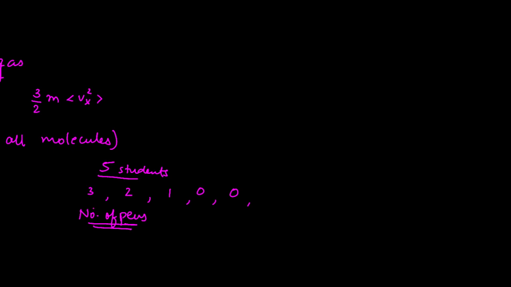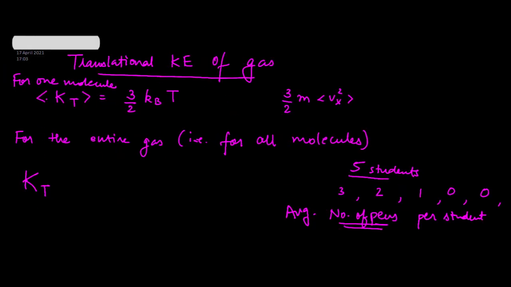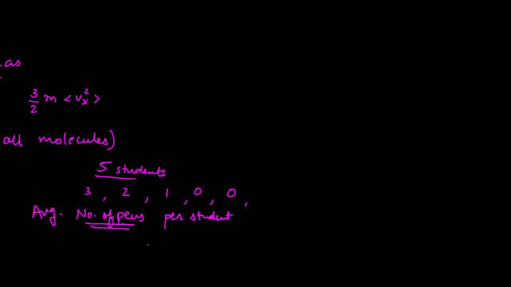Earlier what we found was the average number of pens. What is called average? Per student gives the average. So what was that? That was this. And that would turn out to be, in this case, 6 by 5. That is nothing but 1.2. Clear? Average number of pens per student, for one student, is 1.2.